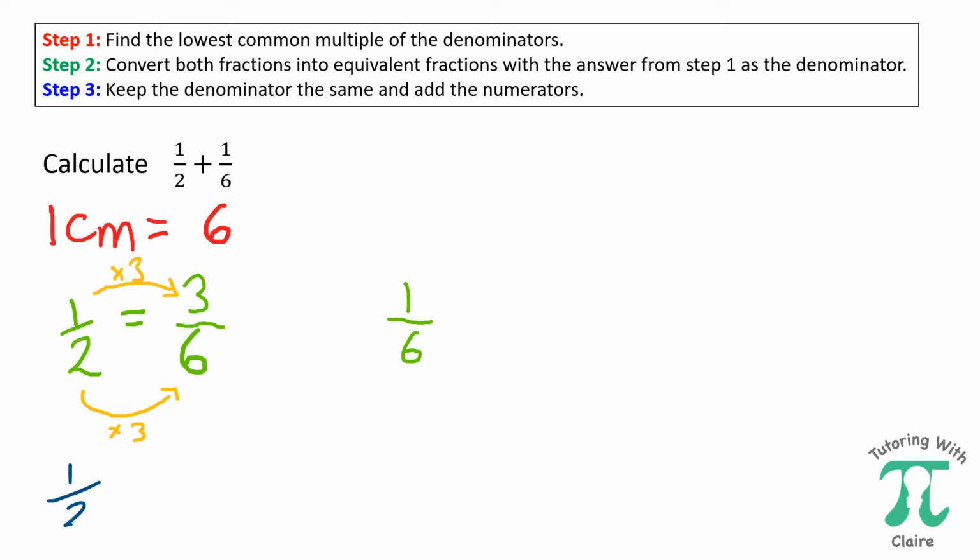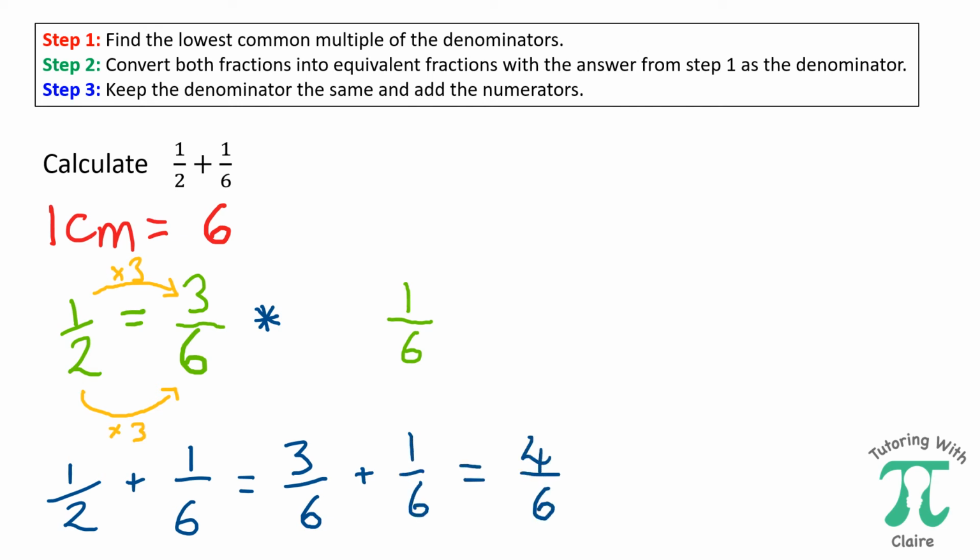Finally, we have 1/2 plus 1/6. 1/2 equals 3/6, which we worked out in step 2. So this is equal to 3/6 plus 1/6. Then we keep the denominator the same, add the numerators, so 3 plus 1 is 4. So the answer is 4/6.